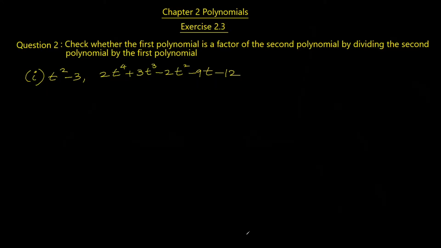Today we are going to continue with chapter 2 polynomials exercise 2.3 question number 2. Question number 2, this is the instruction. Check whether the first polynomial is a factor of the second polynomial by dividing the second polynomial by the first polynomial. We can easily check this by division.